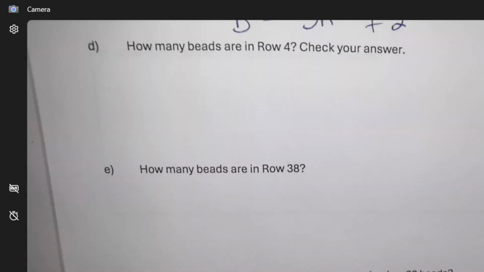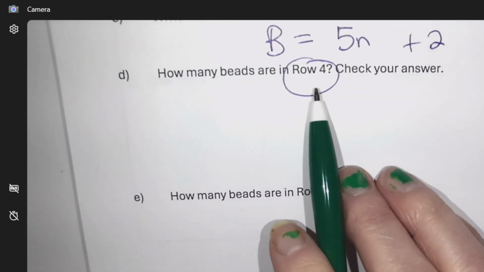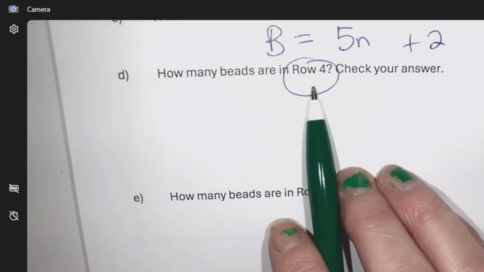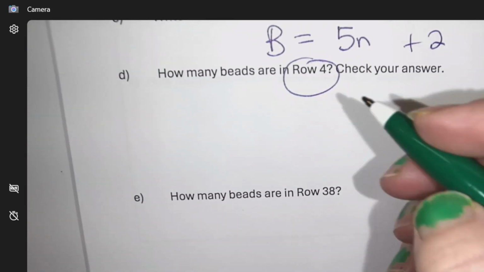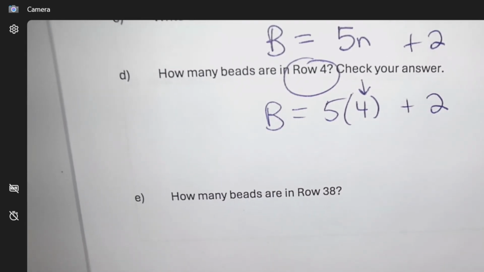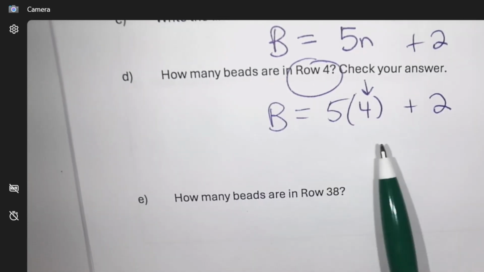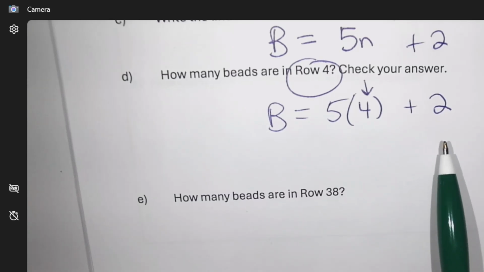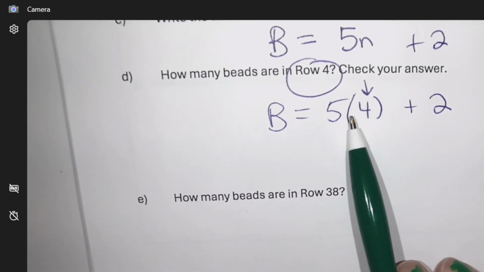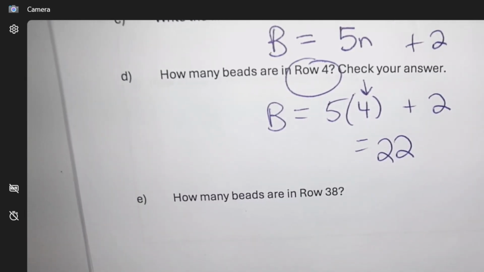How many beads are in row 4? 22. So we already know the answer should be 22, but let's figure it out with algebra stuff. So 4, where should I put the 4? In the B spot or the N spot? N. So I'm going to put it into the N spot, and you evaluate. This is called evaluating because it's all on one side together. So that's just evaluate. What's 5 times 4? Plus 2, 22. And we knew the answer, so that's always good.